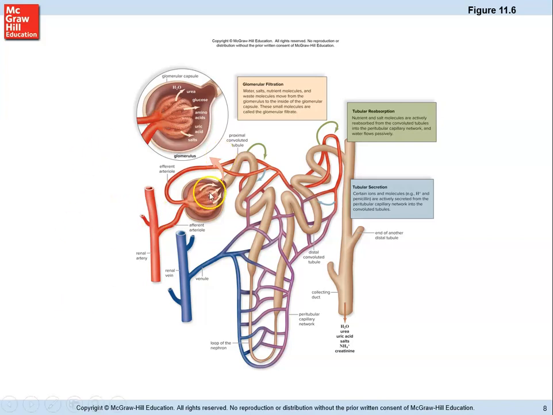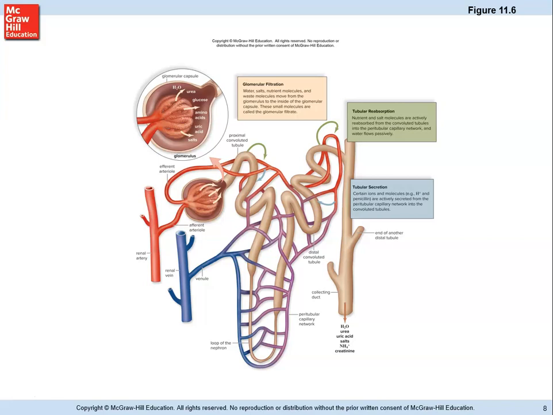The filtrate then goes to the proximal convoluted tubule. And remember, we've lost water, we lost salt, we lost nutrients, we lost waste molecules from the blood into the glomerular capsule there. And so all that stuff goes here into the proximal convoluted tubule. And in the proximal convoluted tubule, we're going to start reabsorbing those things. Remember, most things got reabsorbed to some degree. So we're going to reabsorb salt, water, and nutrients. That's going to be the three main things that get reabsorbed by the proximal convoluted tubule.